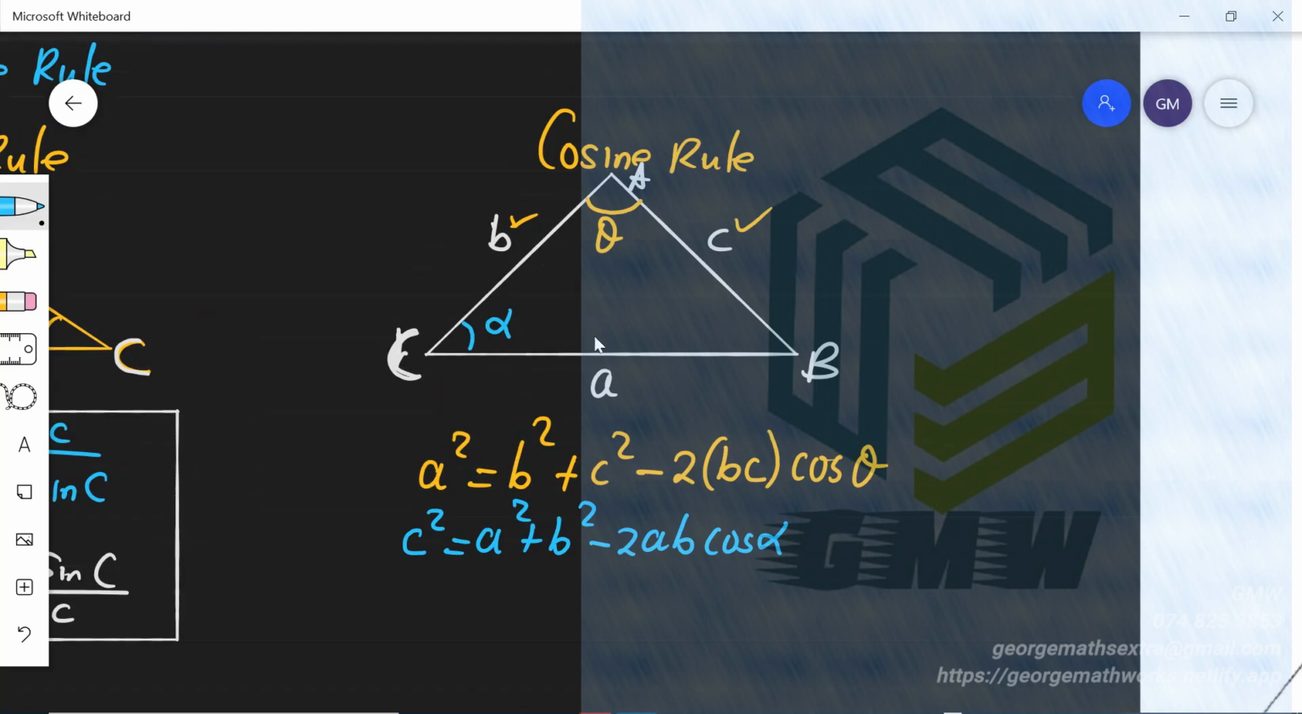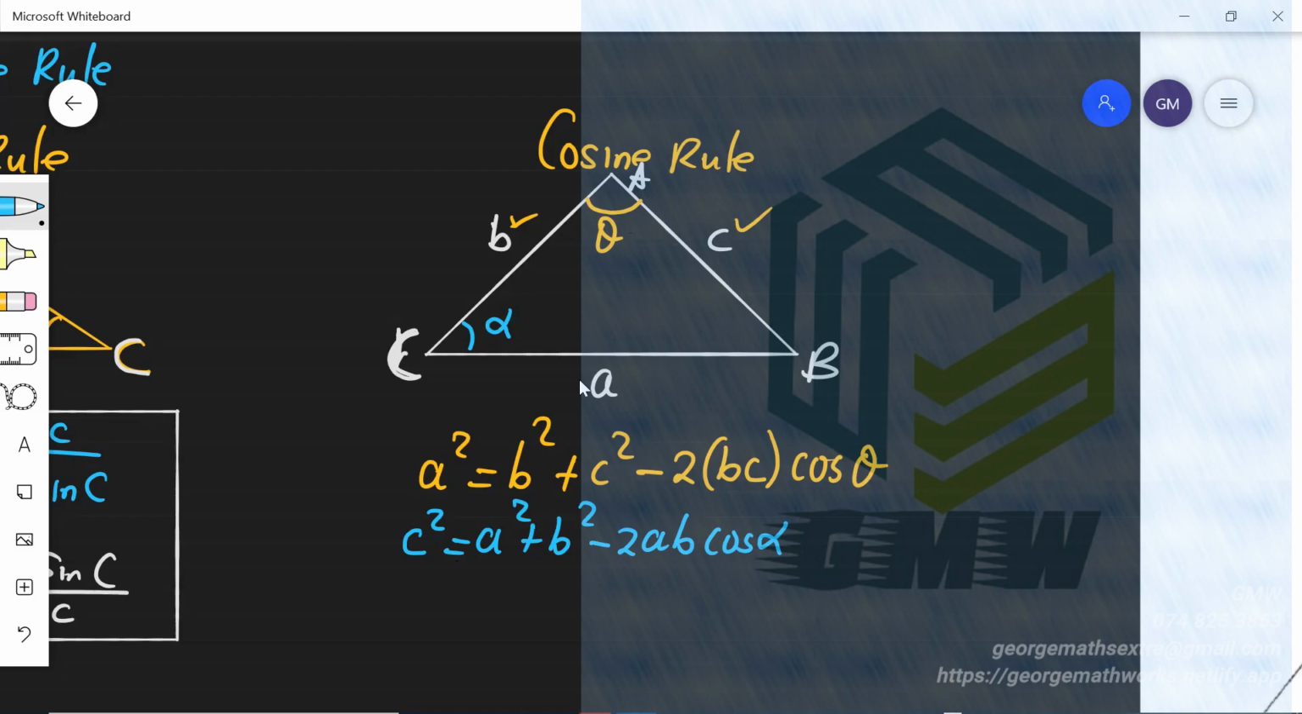Like here for the first one, I'm using theta as my angle. So it starts by saying A squared equals to, then the sides forming the angle, B and C. So it's B squared plus C squared minus 2BC, then cos of the angle. If my angle is alpha, then C is the side opposite that angle, so it starts by saying C squared equals to. Then A and B are forming the angle.